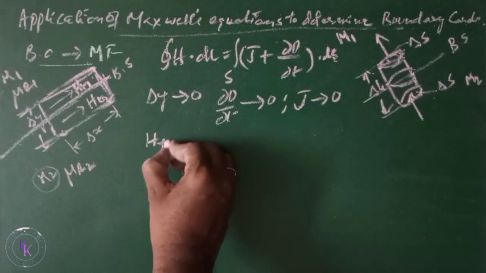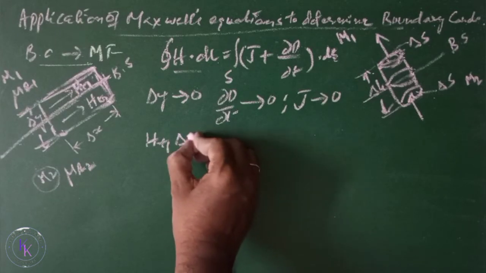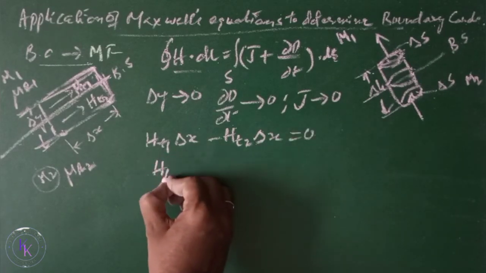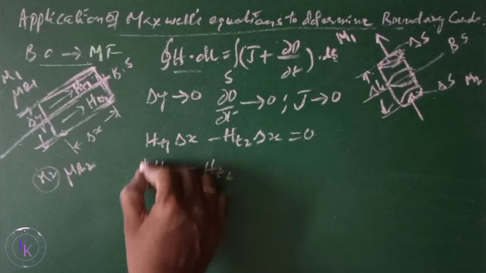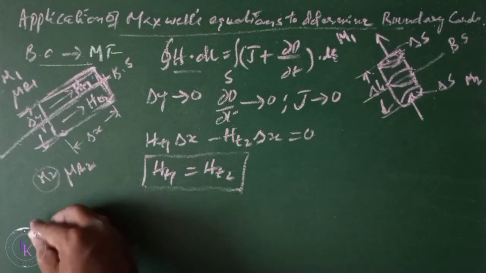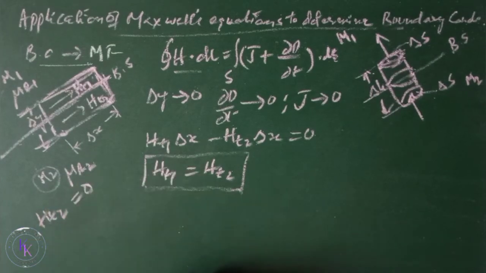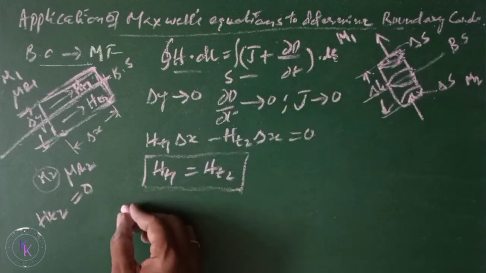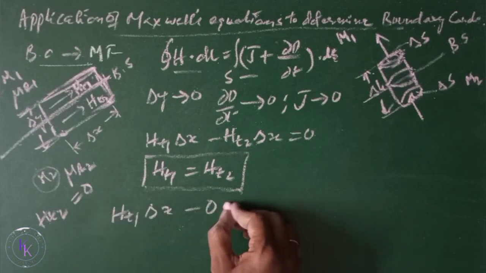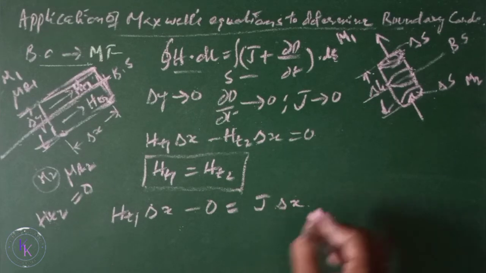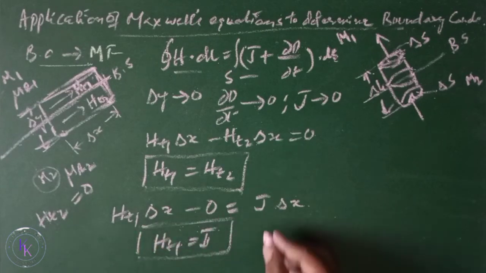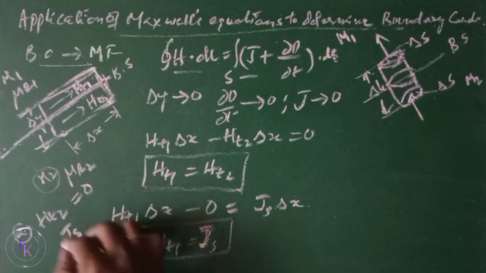Then Ht1, in this equation L is delta x, minus Ht2, L is delta x, equals 0. Then from this we can write Ht1 equals Ht2. Consider one of the media, say M2, is a perfect conductor, then Ht2 will become 0. When this becomes 0, J will always be there. Then we can write Ht1 delta x minus Ht2, which became 0, equals J delta x. Now this becomes Ht1 equals J for a conductor. But J is the surface current density, so case A, case B.